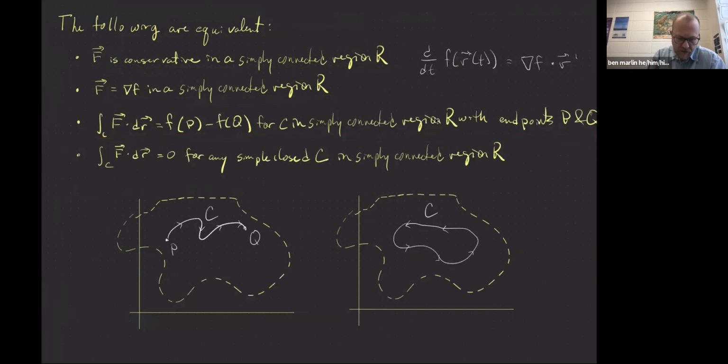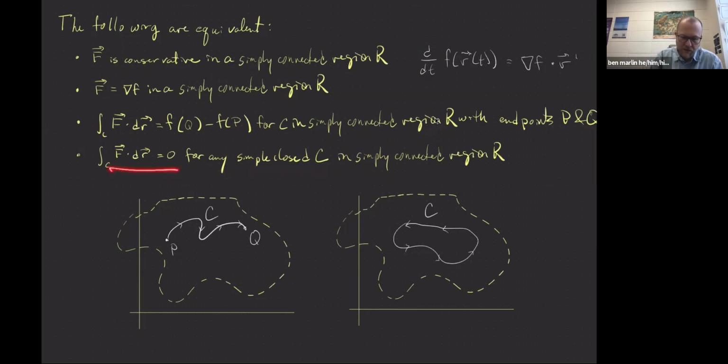endpoints P and Q, which I just noticed I have apparently written the letters backwards here. Let me get that real quick. Q is the place we ended, P is the place we started. All right. But you can evaluate it just by subtracting the function at the endpoint minus the function evaluated at the start point. And then finally, if you have a simple closed curve, in other words, it makes a loop, in a simply connected region R, you're always going to get zero.